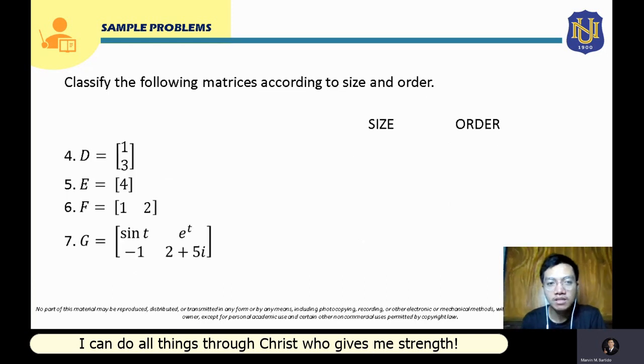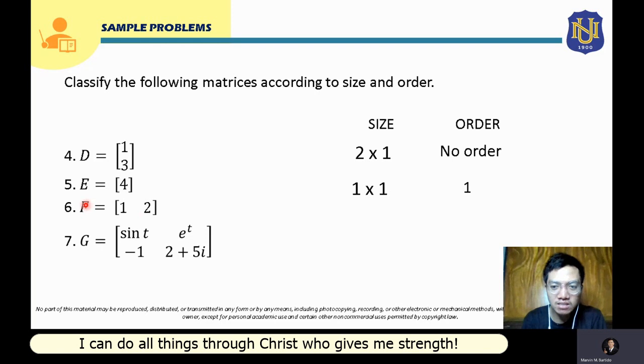Now, for number 4, its size, again, is row by column. The number of rows will be 1, 2, and the number of columns will be 1. So this will be 2 by 1. Its order will be no order since this is not a square matrix. Now, for matrix E, its size is 1 row and 1 column. So this is 1 by 1, and its order will be the number of its rows, which is 1. So the order is 1.